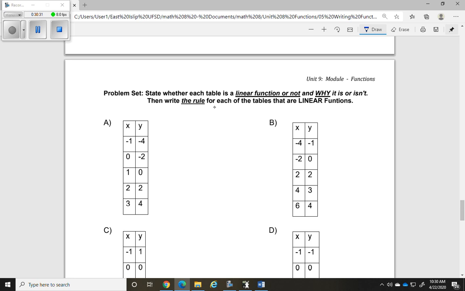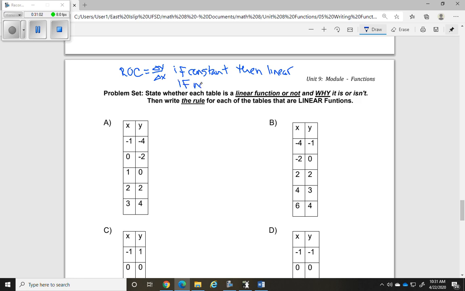And the rest, you're on your own. I just want to point out that you have to state whether each table is linear or not and tell me why or why not. So since we're looking at a table, you're going to be looking at the rates of change. If the rate of change is constant, then it's linear. Remember, rate of change is change in y over change in x. If constant, then it's linear.